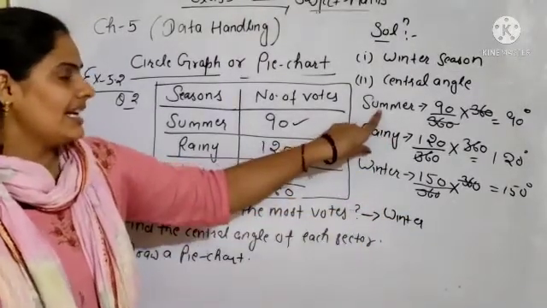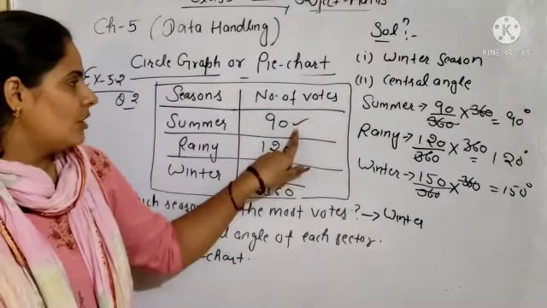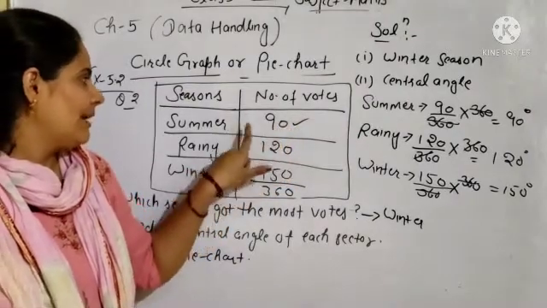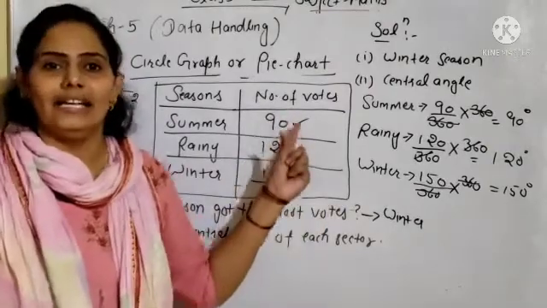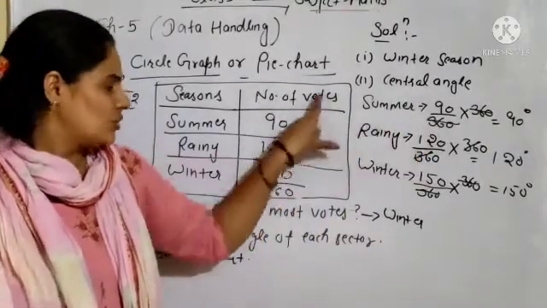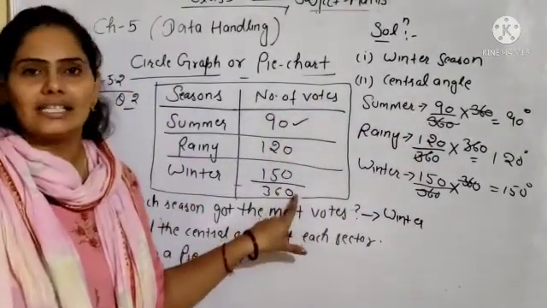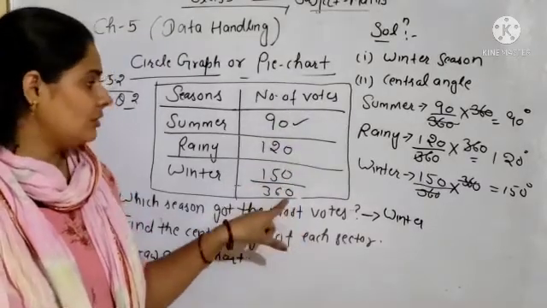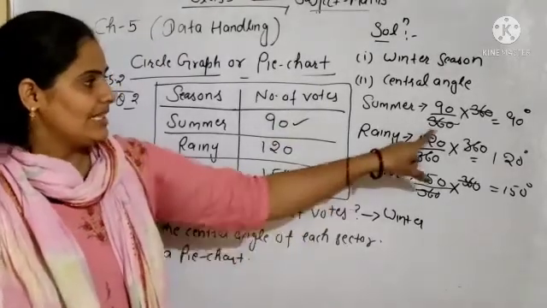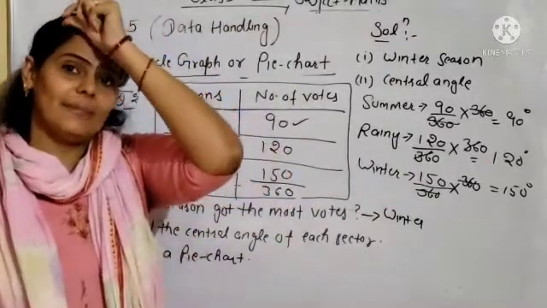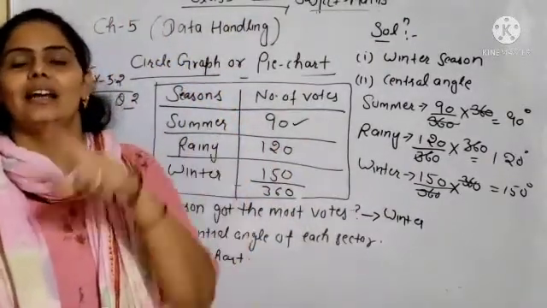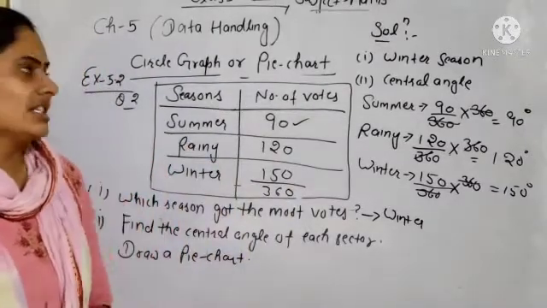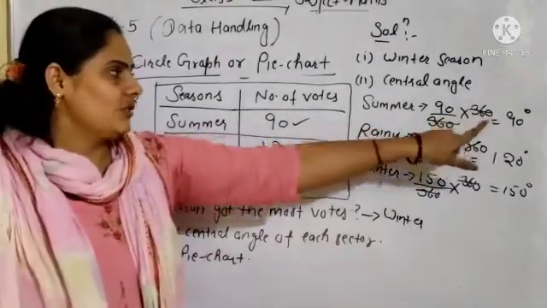So summer के लिए central angle होगा number of votes got in the summer season divided by total number of votes. Summer season को कितने वोट मिले, 90, divided by total number of votes. Total means how many votes are there, 360; you can add all the three numbers of votes. And multiply by the angle. Complete angle means when you are drawing a circle, what will be the complete angle? The complete angle will always be equal to 360 degree. So multiply by 360, it will be 90 degree.